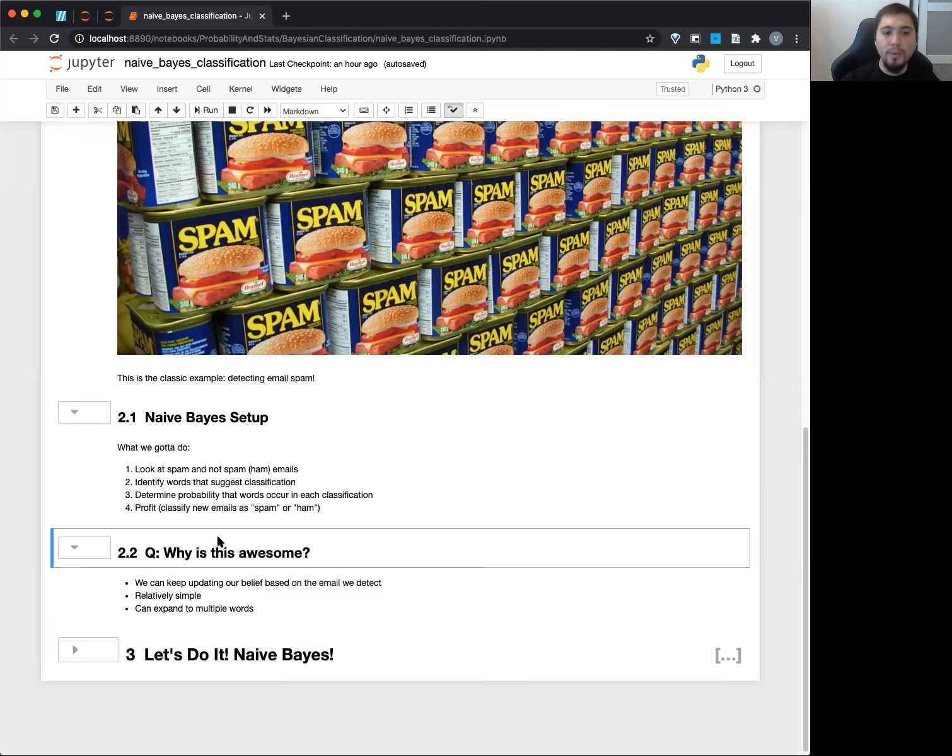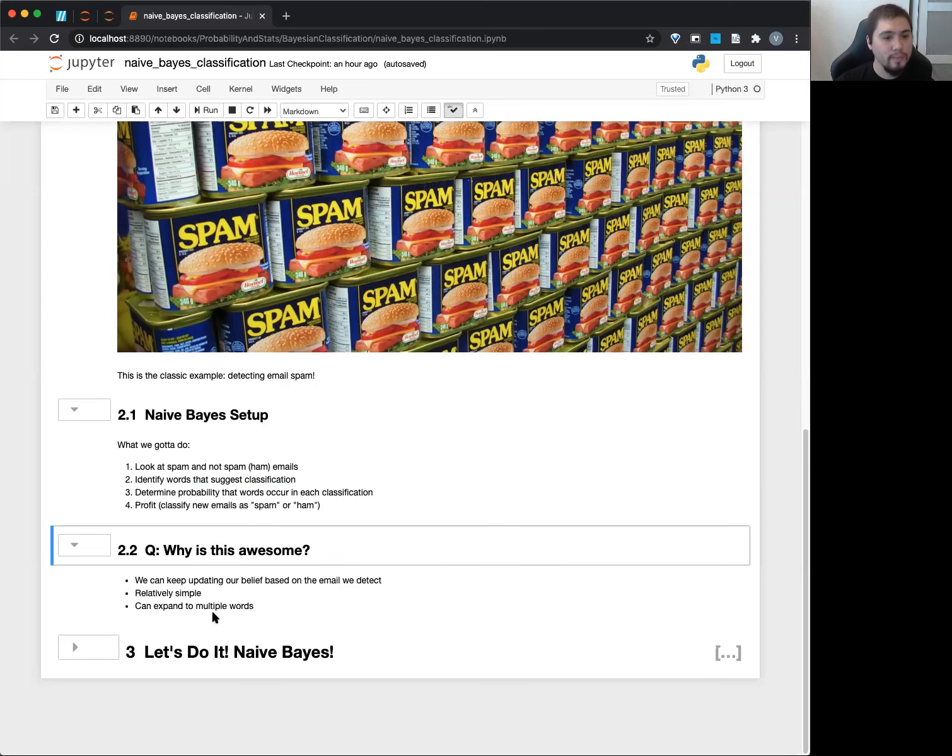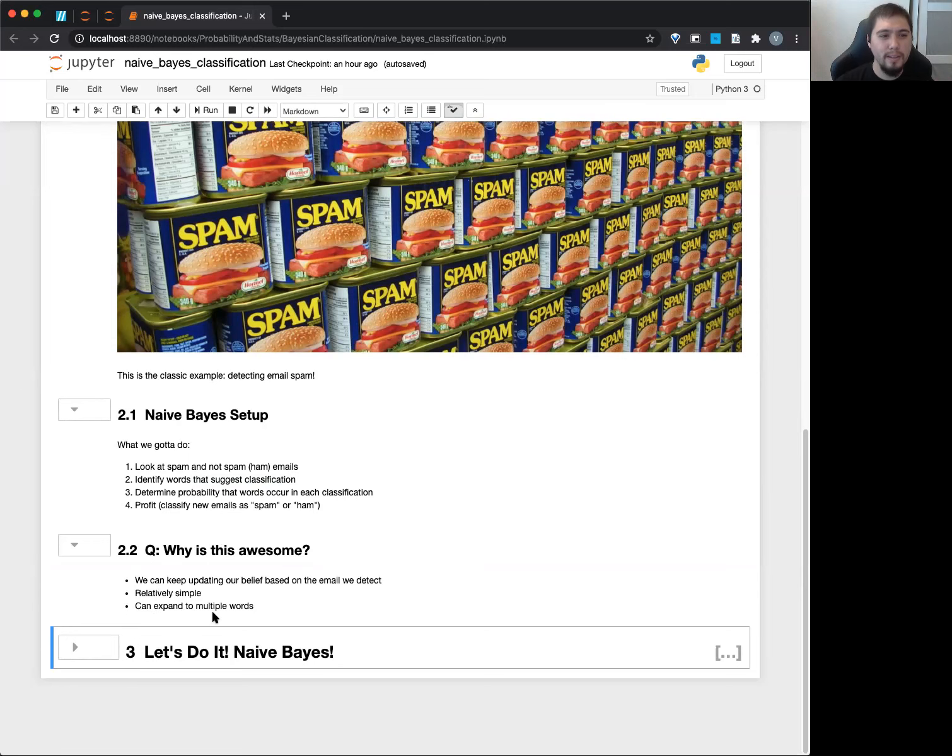It's relatively simple. I just have to look at what the words are. I don't have to worry about the order. I just have to say how often they occur. And we can expand this to multiple words. So if we were looking at just "cash," we could also say, what if you use "cash" and "free" and, I don't know, "Nigerian prince" or whatever? These words in conjunction, that's probably spam. We can expand it really easily with naive Bayes. Any questions so far? Sound pretty good? All right.